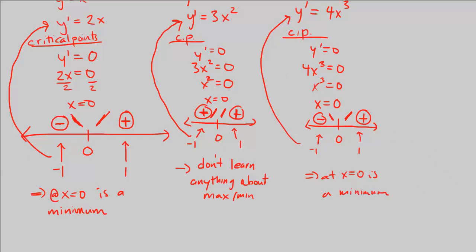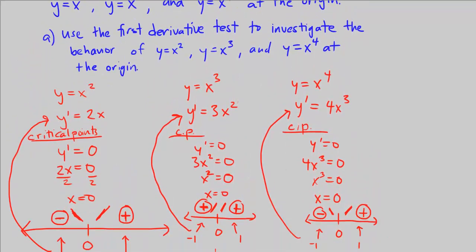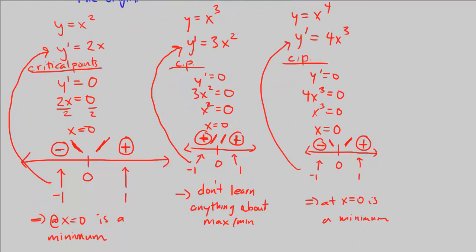Alright. So now we found out information from the first derivative test, right? The first derivative test shows that y equals x squared has a minimum at the origin, and y equals x to the fourth has a minimum at the origin, but y equals x cubed does not have any local extrema. We don't learn anything about maximums and minimums, so there are no local extrema at the origin. No max, min at origin.